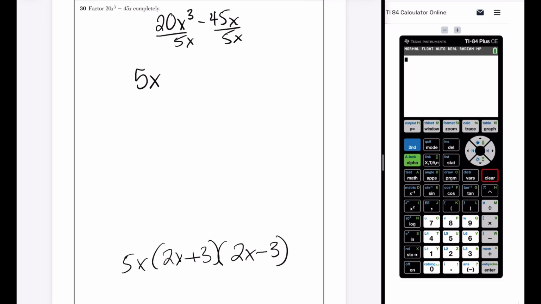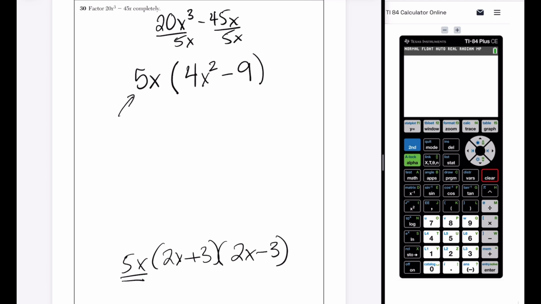I'm going to put that here on the side. And 20 divided by 5 is 4. And x to the third power divided by x is x squared. And on the other side, 45 divided by 5 is 9. x divided by x is 1. So we're up to this part. Okay. Now, we figured out the first factor here, and we can literally see it here.